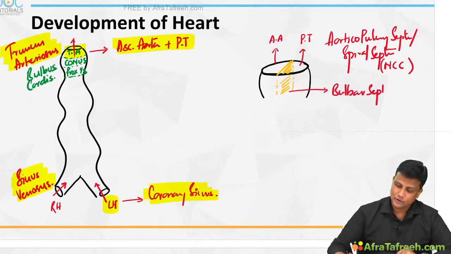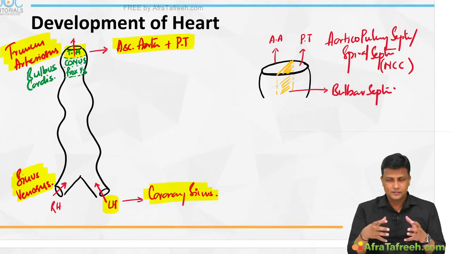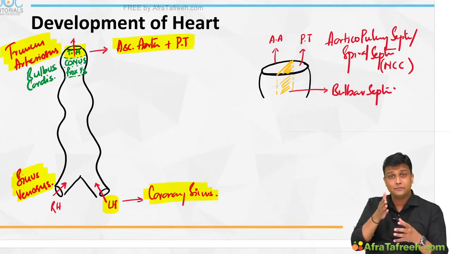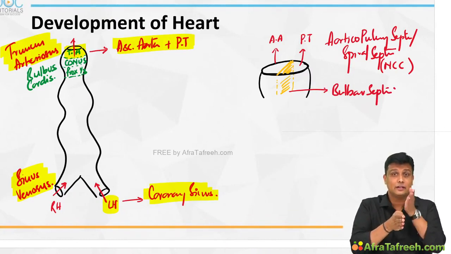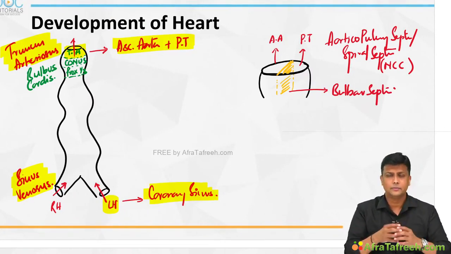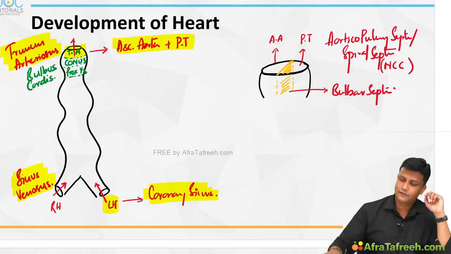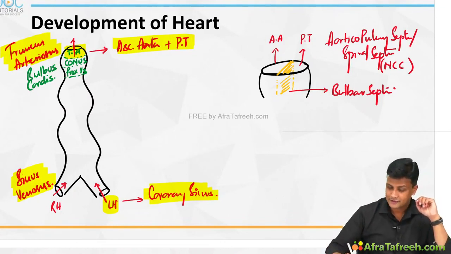So as I told you, you will have the ventricles, and in the ventricle there will be the interventricular septum. The interventricular septum has three parts: the muscular part, the membranous part, and the bulbar part, or the bulbar septum. So that bulbar septum is also derived from where only? The neural crest cells.